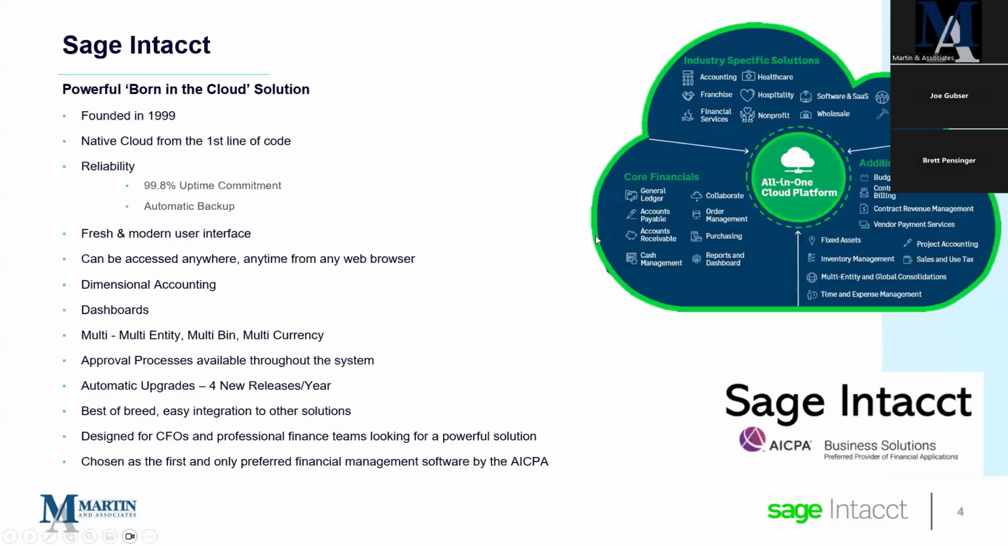So, an introduction on Sage Intacct. It's what's referred to as a born in the cloud solution. What that means is the product was written to be cloud-based from day one. So the first line of code on it was intended to be a cloud-based product. It was founded in 1999. Very reliable product. It's got a 99.8% uptime commitment. They do all other things for you like automatic backups and all that good stuff. And we'll get into some of those in a little bit.